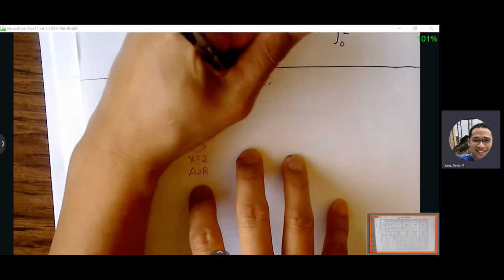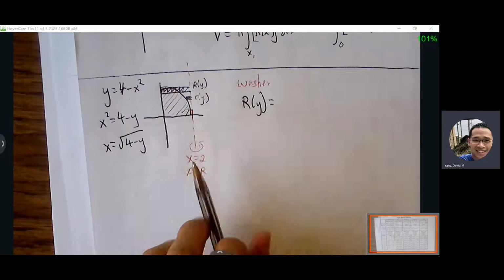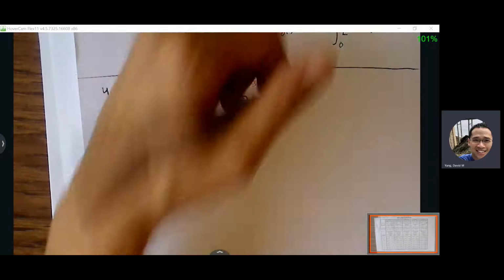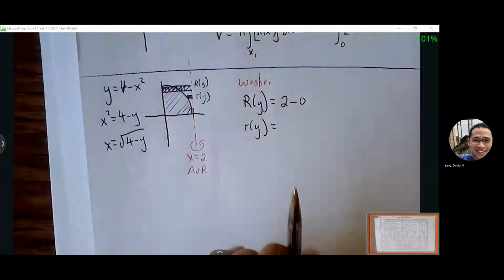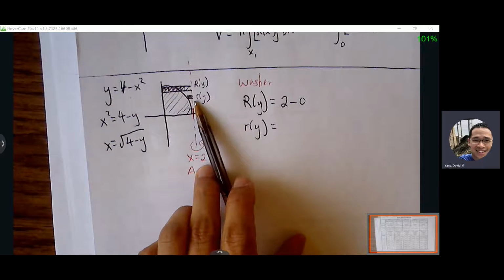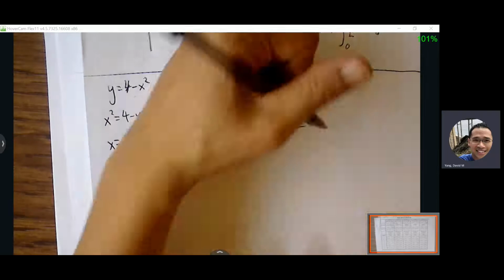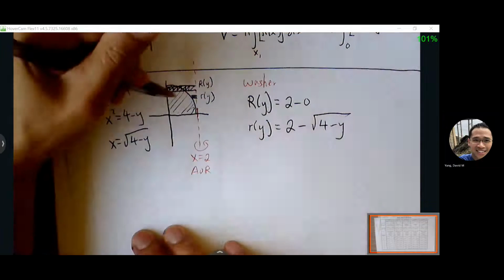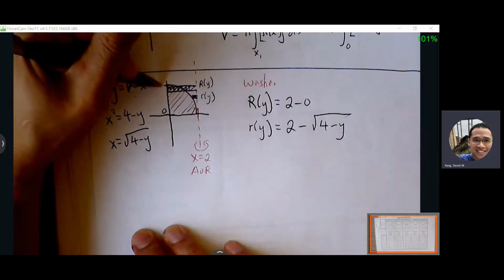Okay, so let's build our 2 radii, big R. Right minus left: the right endpoint is sitting at 2, the left endpoint is sitting at 0, so 2 minus 0. Okay, little r. The right endpoint is sitting at 2. The left endpoint is sitting at the curve, which is the square root of 4 minus y. Okay. And then we've got to worry about our bounds. Our bounds are from the lowest to the highest y value.